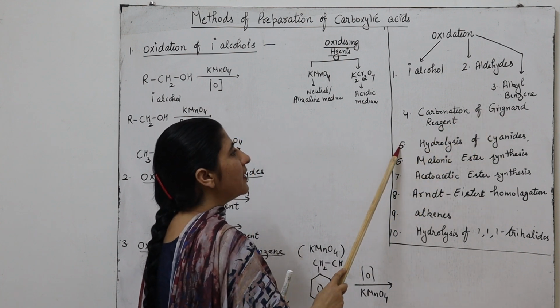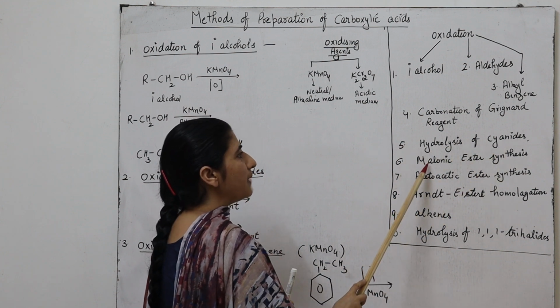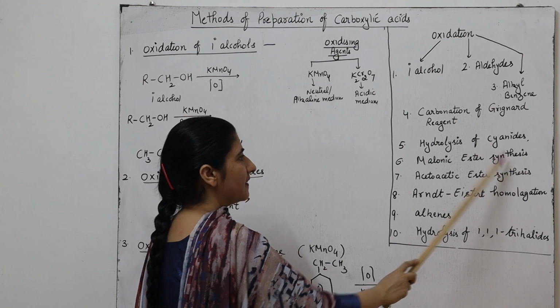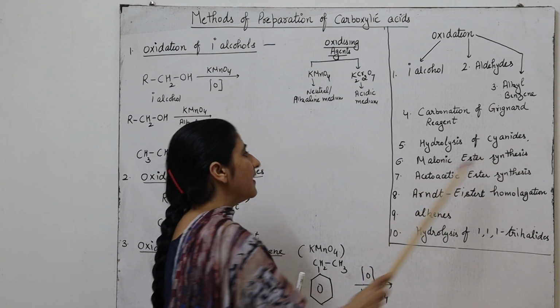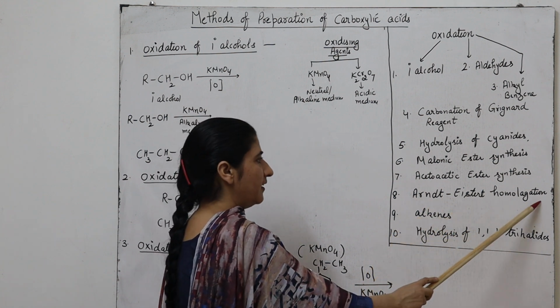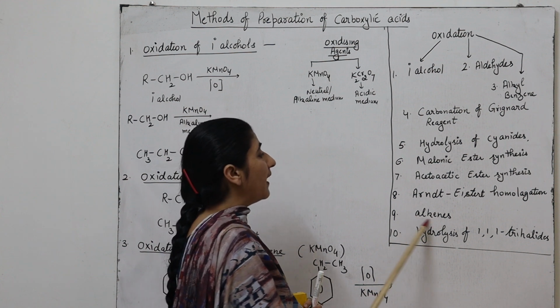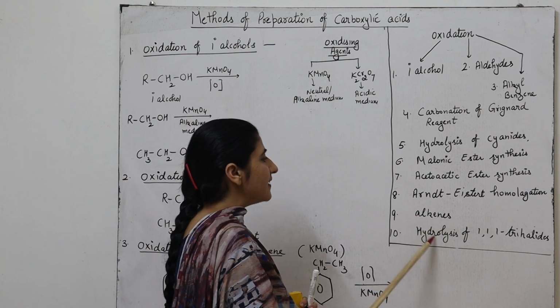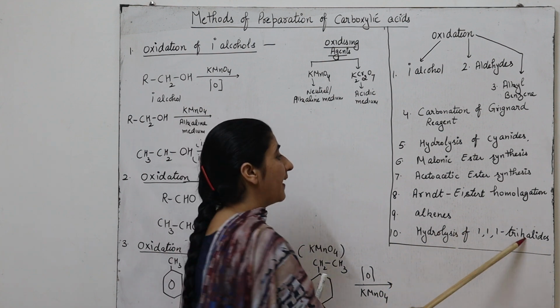Fifth is hydrolysis of cyanide. Sixth is malonic ester synthesis. Seventh is acetoacetic ester synthesis. Eighth is Arndt-Eistert homologation. Ninth is production from alkenes. And the last is from the hydrolysis of 1,1,1-trihalides.